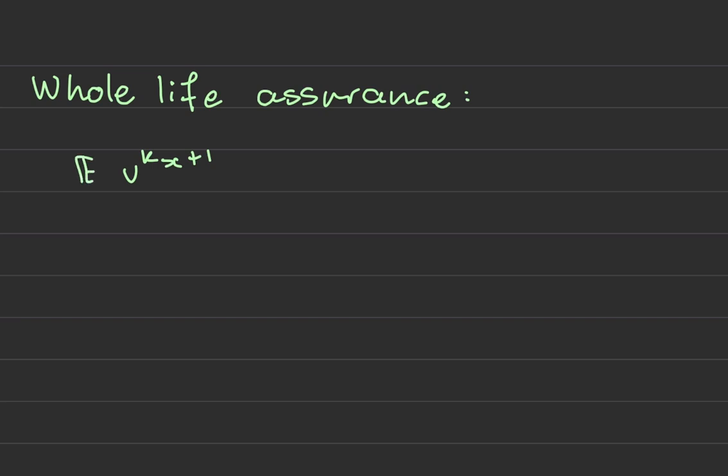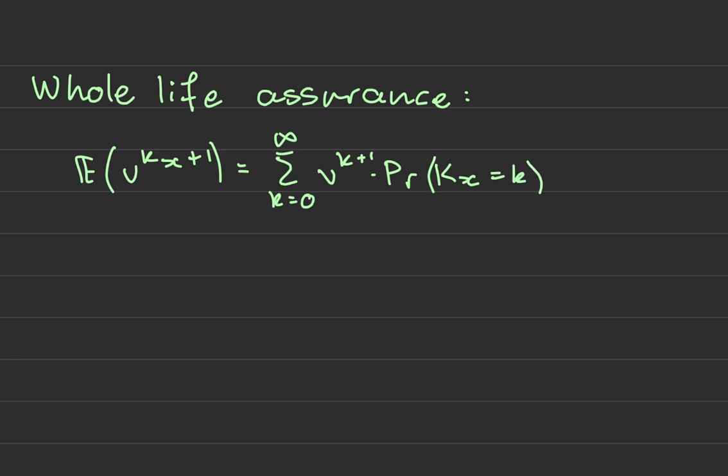Now, if we take the expectation of this random variable, this gives us the expected value of this whole life assurance contract, the expected present value. It's already a present value here, but when I take the expectation, it becomes the expected present value. So what's the formula for this? It's the sum from k equals 0 to infinity of v to the k plus 1 times the probability that K_x equals k.